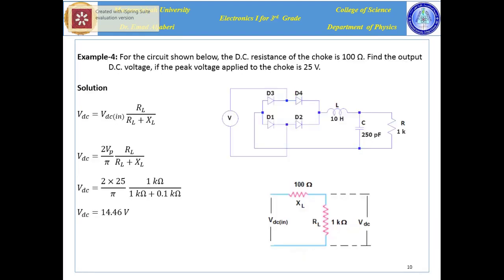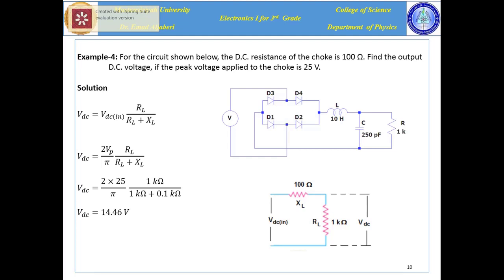In this example, an LC filter is connected to a full wave rectifier. The choke has an impedance of 100 ohm and the applied voltage is 25 volt. The question is about the output DC voltage on the load, which is R L, 1 kilo ohm. The solution is very simple.